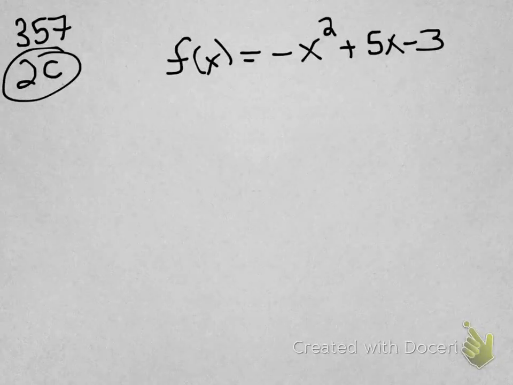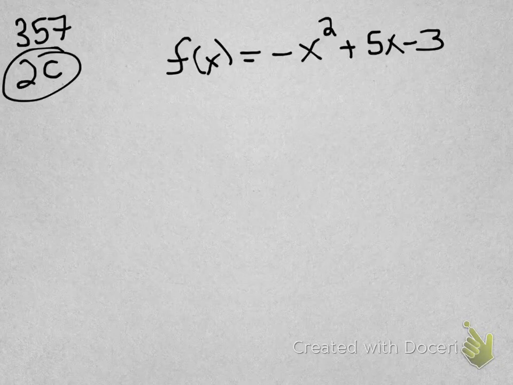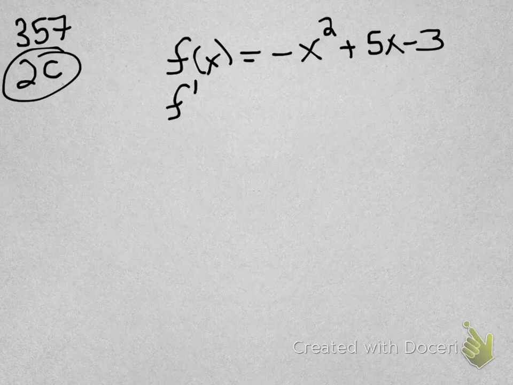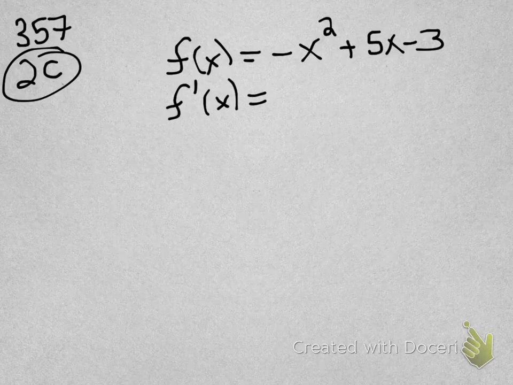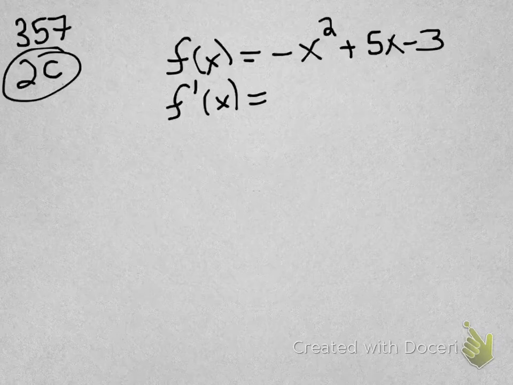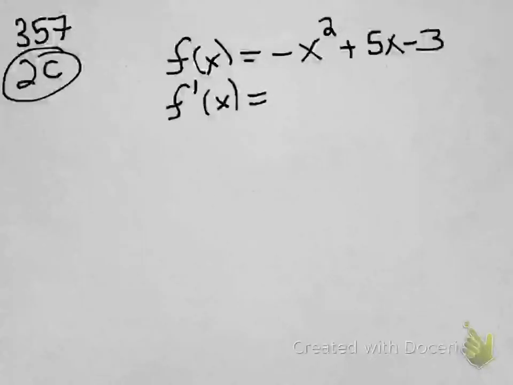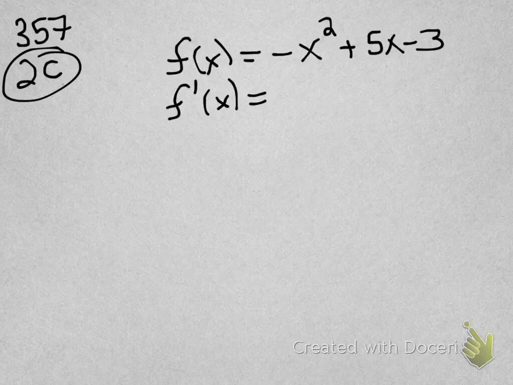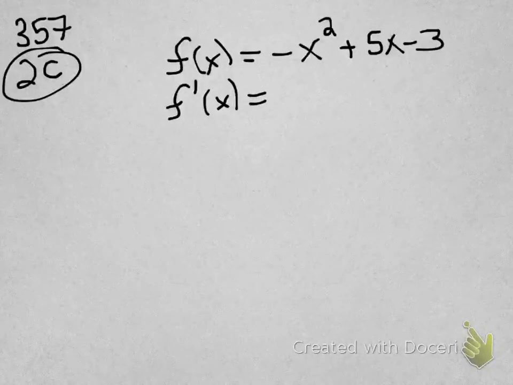All right, guys, so this is finding the derivative f prime of x given f of x equals negative x squared plus 5x minus 3. This is page 357, problem 2C in your homework. It also says to do this from first principles. There is a formula that you are going to learn in a couple more lessons. We can do this really quickly, but the IB does want you to be able to do it from first principles, so I want to make sure you can do this.